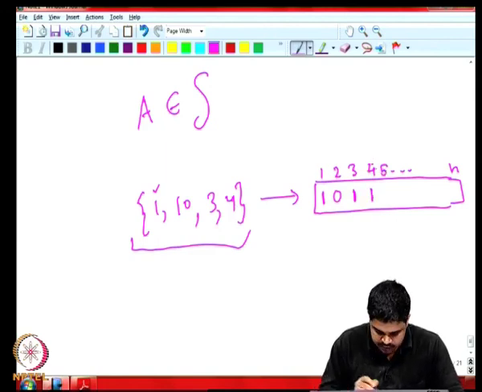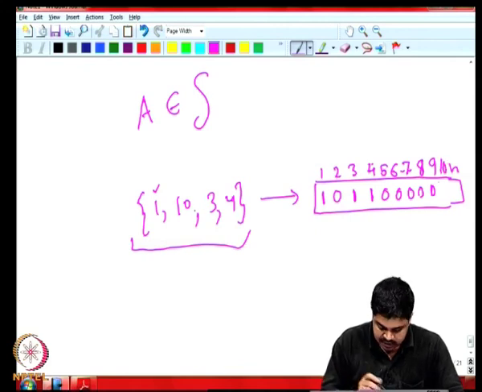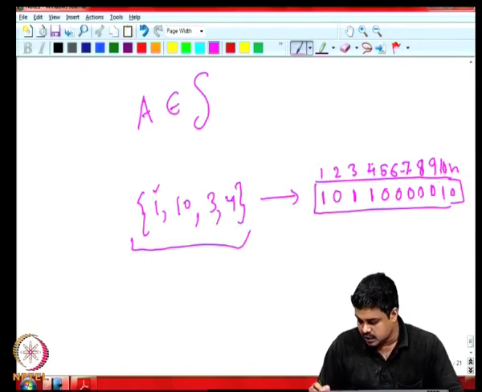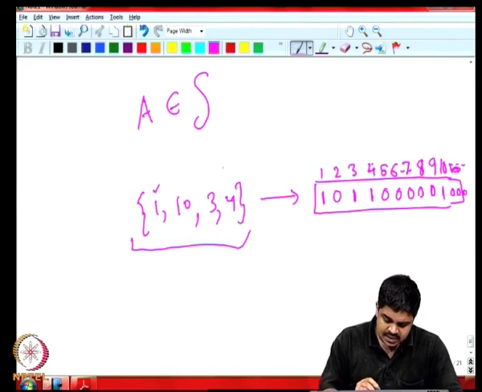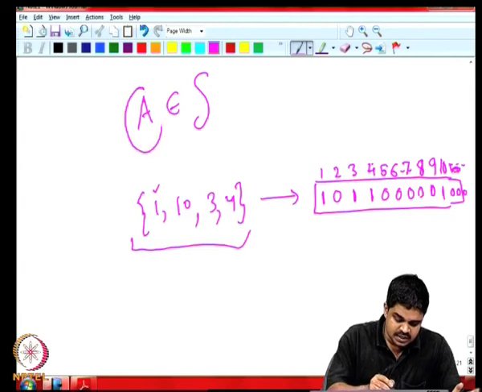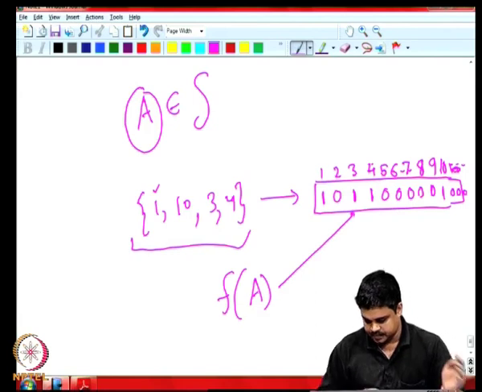Then 5 is not present, I put 0. 6 is not present, 0. 7 is not present, 0. 8, 0, 9, 0, and when I come to 10, I see it here, so I put 1, and later I put only zeros, because the other numbers are not in the subset. So I am defining the bijection like this: given this A, my f of A, the function value, is this string.